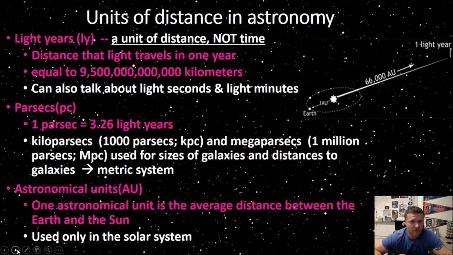When a light year or a parsec is going to be too big, we need a smaller unit, so we use AUs. The average distance between Earth and the Sun, about 93 million miles, about 150 million kilometers. Outside of our solar system, you're never going to use AUs. It's too small to use outside of our solar system.